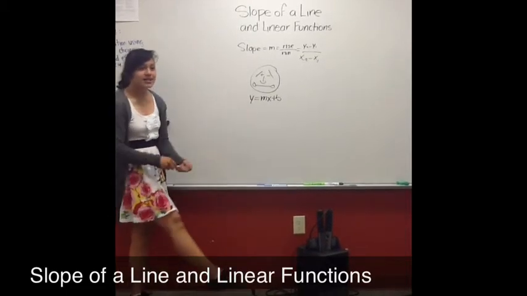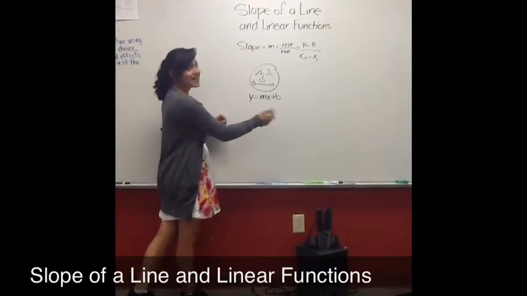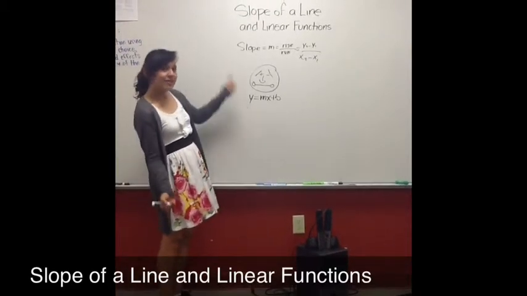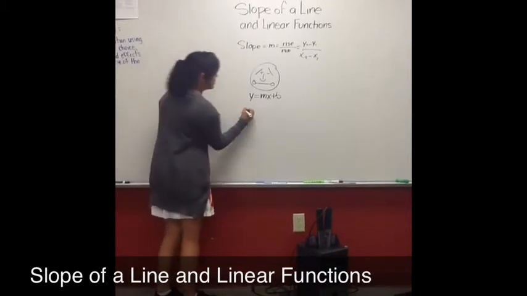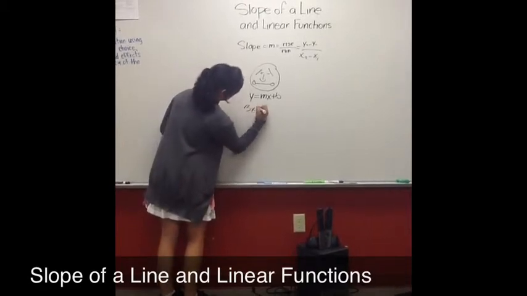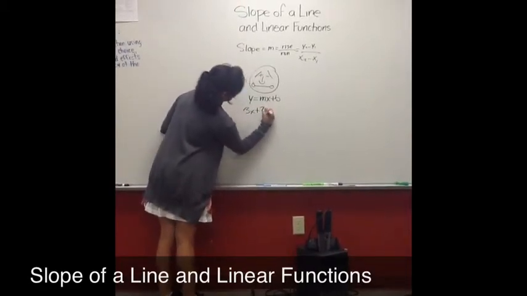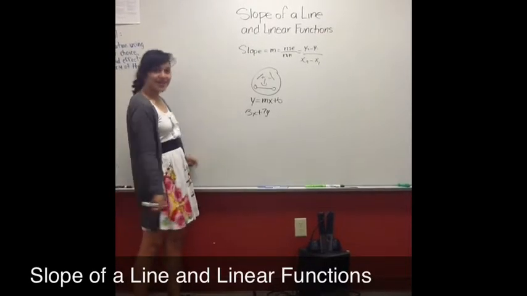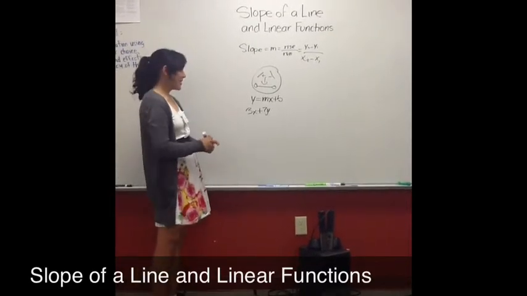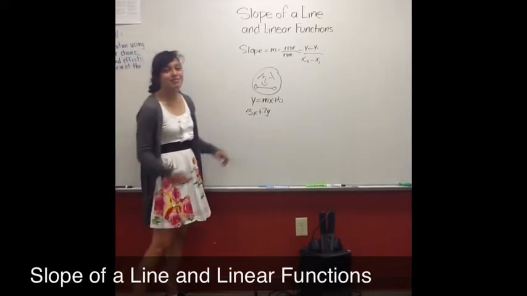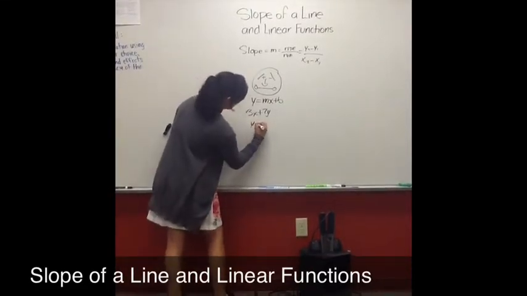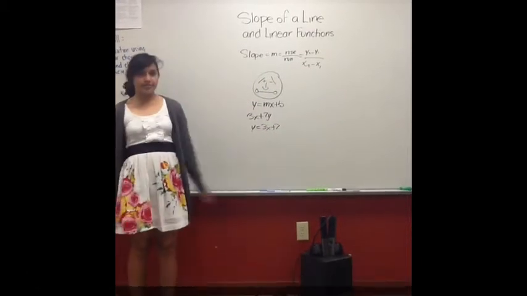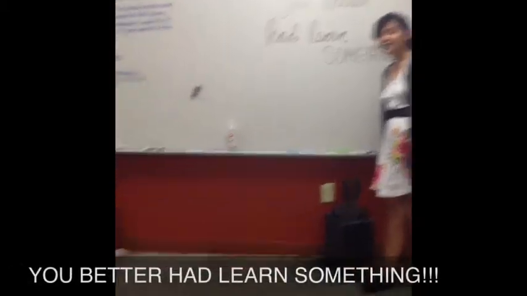Now let's take a look at slope in a set form. y equals mx plus b. A non-functional form would be 3x plus 7y. That's not correct. And a slope function would be y equals 3x plus 7. You better have learned something.